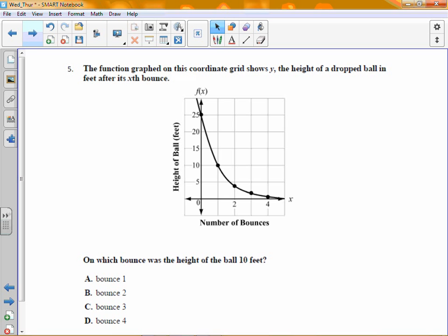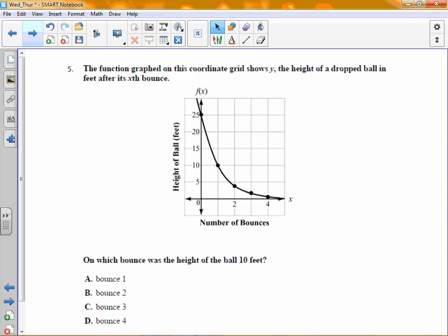The function on this coordinate grid shows the height of a ball dropped in feet after its x bounce. So where did the thing start at? How many feet up? 25. So I dropped it 25 feet. It hit the ground and bounced back up how high? It hit the ground and bounced back up almost 2 feet.